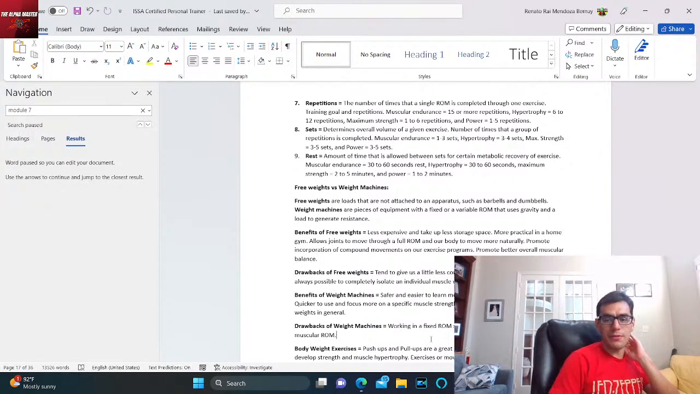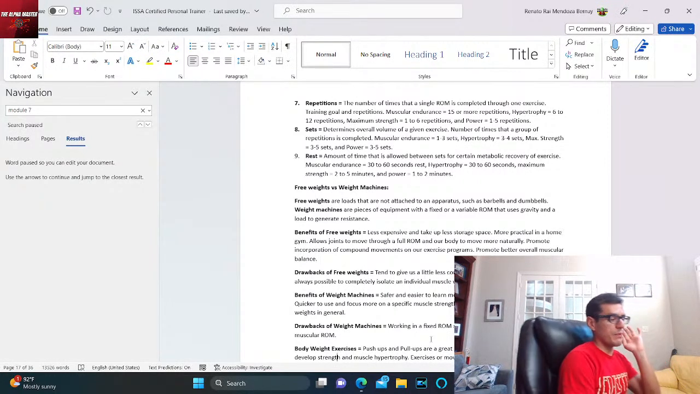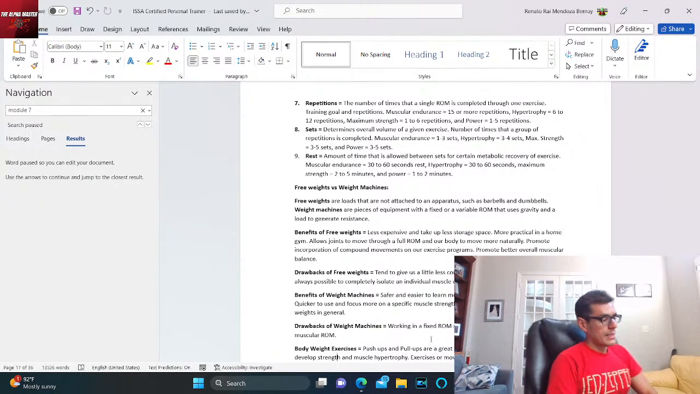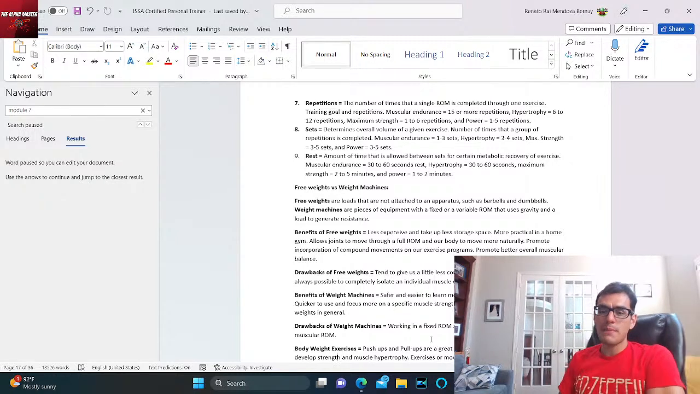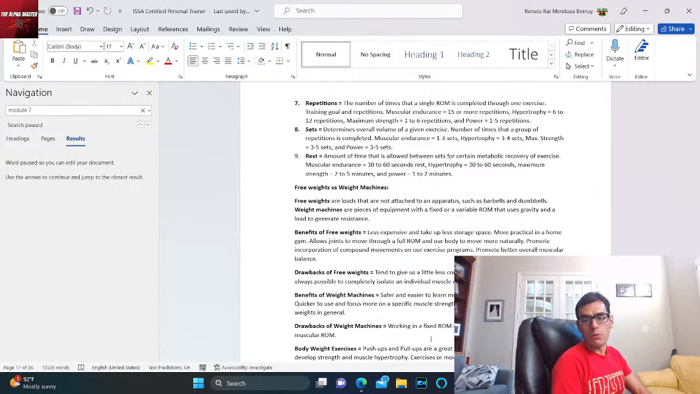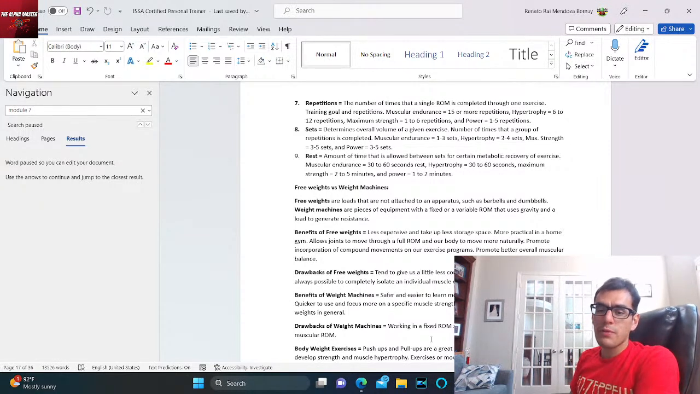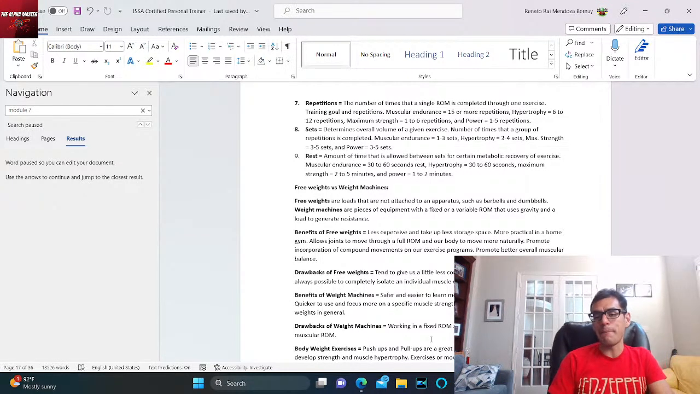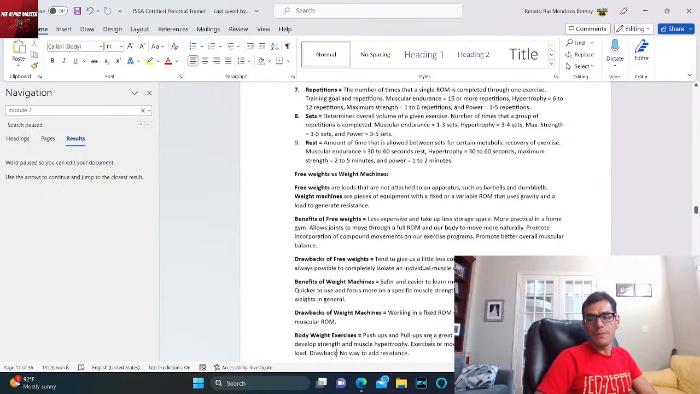Now, the body weight exercises are going to be push-ups and pull-ups, exercises or movement patterns performed with no additional load. Body weight exercises like push-ups and pull-ups are a great way to learn movements so that we can develop strength and muscle hypertrophy. A drawback is that there is no way to add resistance.